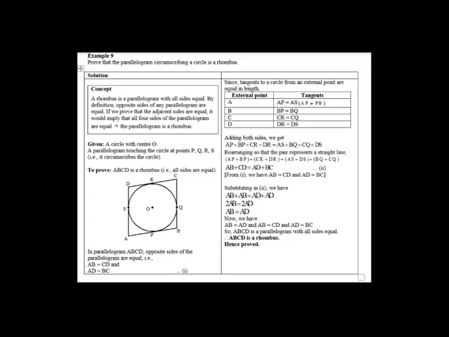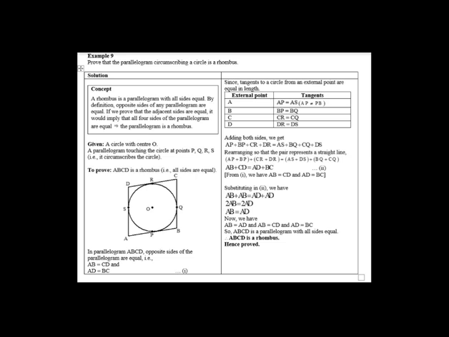Given a circle with center O. ABCD is a parallelogram touching the circle at points P, Q, R and S. That is, P, Q, R, S are the points of contact of the tangents AB, BC, CD and AD respectively. We need to prove that ABCD is a rhombus, that is, all sides are equal.